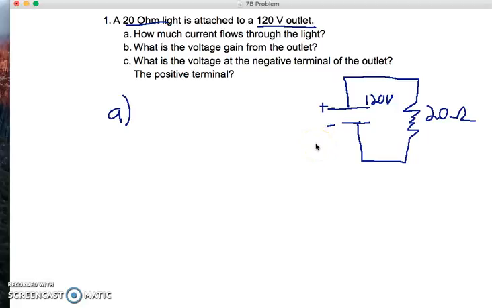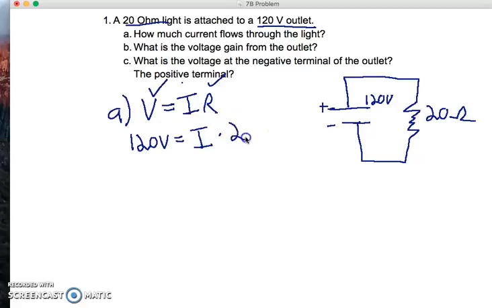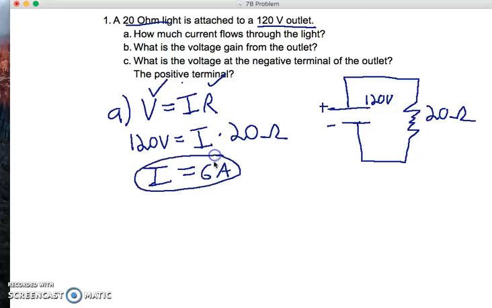To do this, we know the voltage provided by the outlet, and we know the resistance. So we can use Ohm's law. We know the voltage, we know the resistance, and we're looking for the current. So we're just going to plug in: we know it's 120 volts, we're looking for the current, and we know the resistance is 20 ohms. Fairly straightforward. We get the current as 6 amps. Again, make sure to use all the proper units.